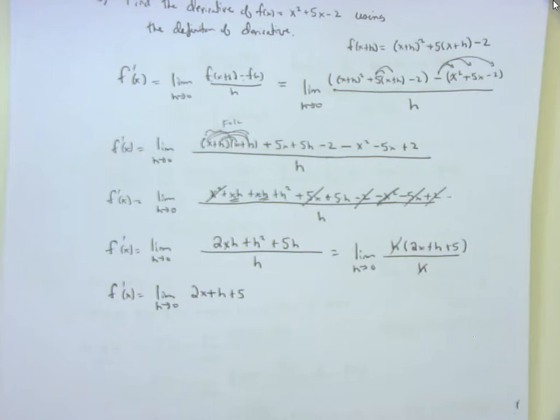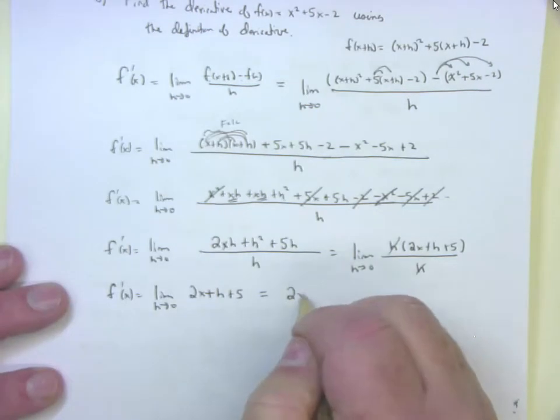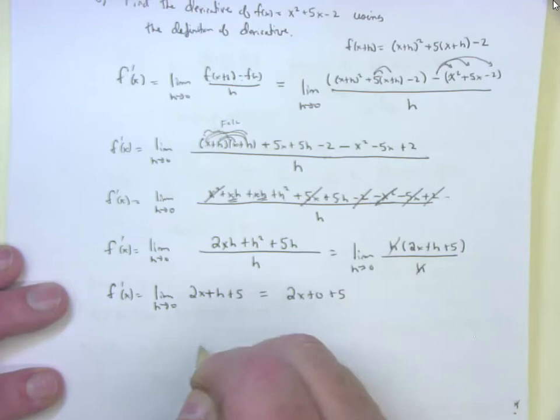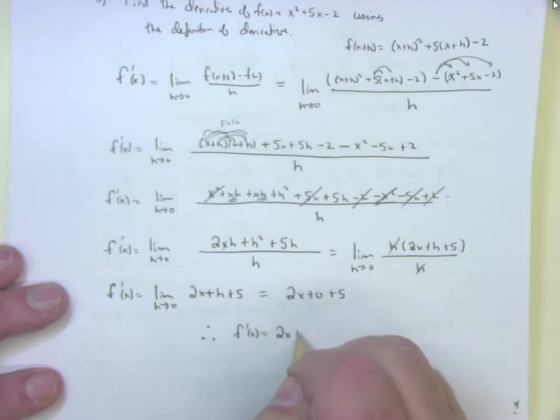Now, what's the last thing I do? You're taking the limit as h approaches 0. Only h, not x, is going to 0. Make h go to 0. And once I plug in h, I don't write the limit anymore. This will be 2x plus 0 plus 5. Therefore, your derivative, cleaning it up, is equal to 2x plus 5.